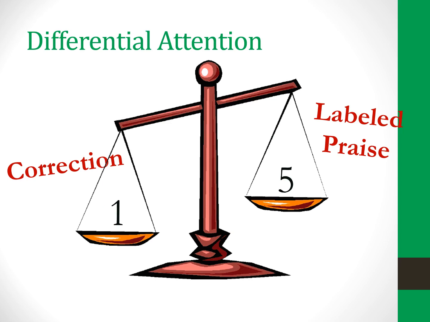So the first example of that is differential attention. And we actually see this in marriages, we see this in lots of different social situations, right? Every time we give a correction or we give feedback or we maybe reprimand the child, we have to balance that out in the environment with 3 to 5 positive interactions, or often we call this labeled praise. And again, think about this in your own relationship.